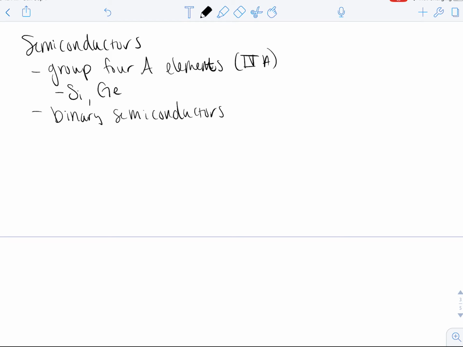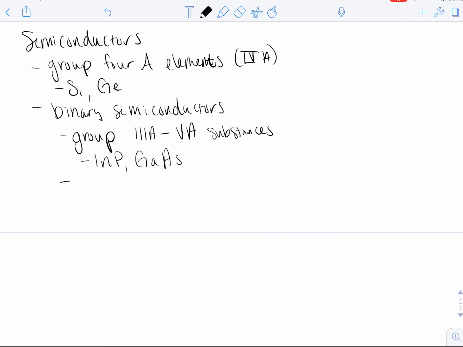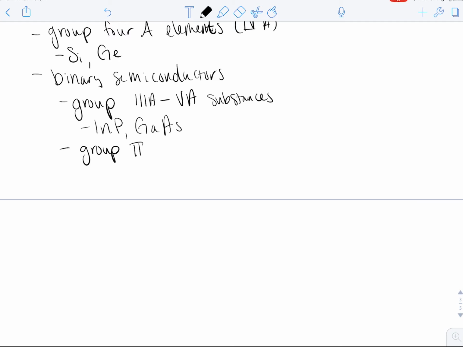Our binary semiconductors are going to be group 3A, 5A substances. So our first element comes from group 3A, our second element comes from group 5A. So this includes indium phosphide and gallium arsenide. Okay. We can also have binary semiconductors that are group 2B, 6A. These are going to be things like cadmium selenide and zinc telluride.